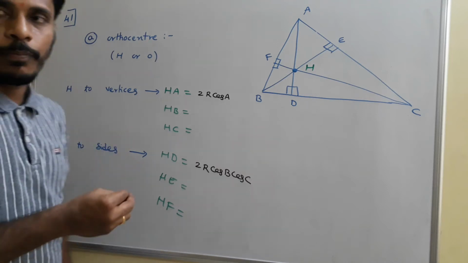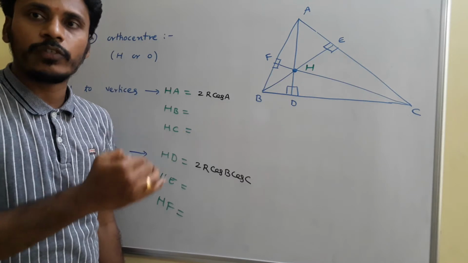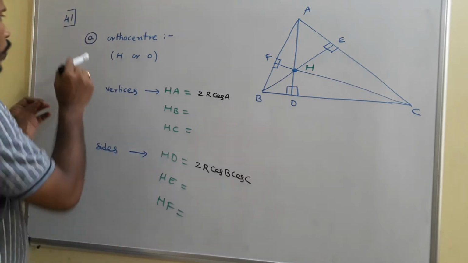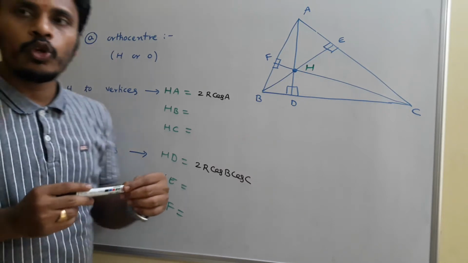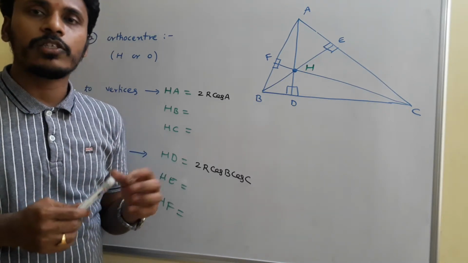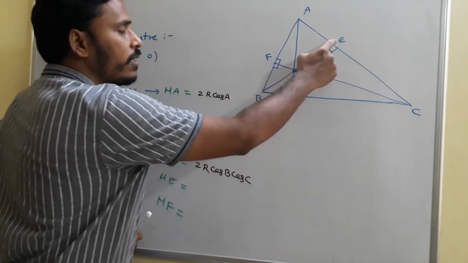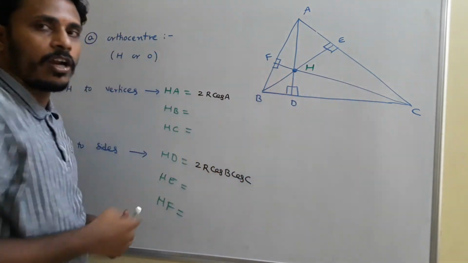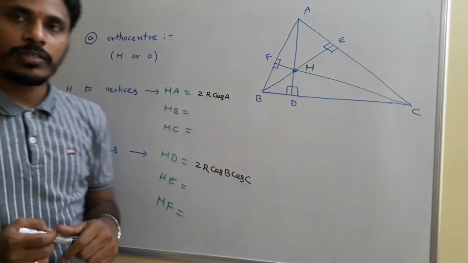From special centers, orthocenter, circumcenter and incenter to the vertices as well as to the sides. And the first one, 41A, here is the orthocenter. As we know, the orthocenter is the point of concurrency of the altitudes. Look here, AD is one altitude, BE is another altitude, CF is another altitude, and H is their point of concurrency. We call it the orthocenter.